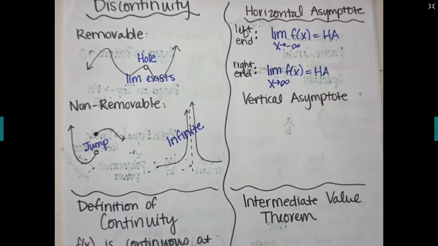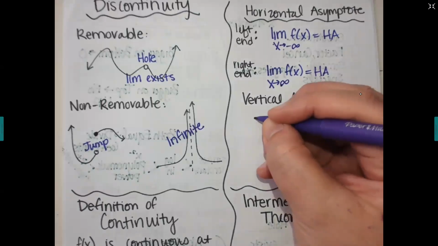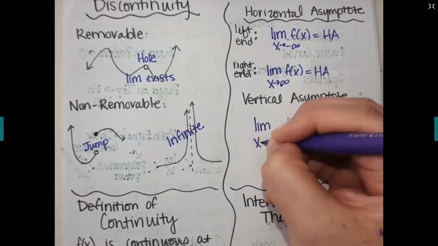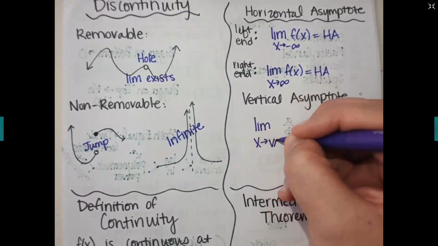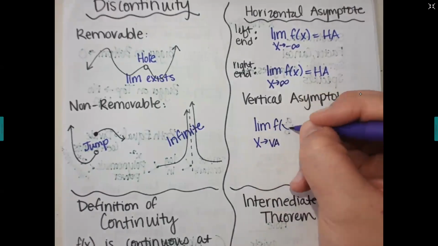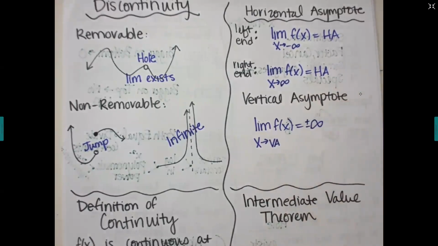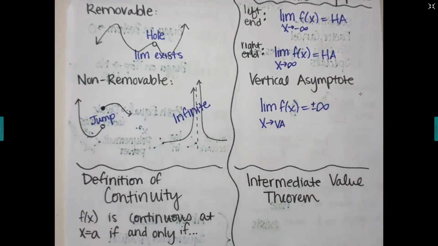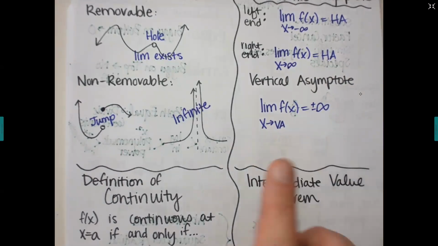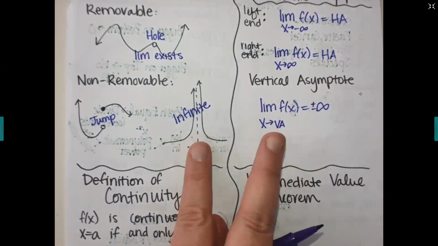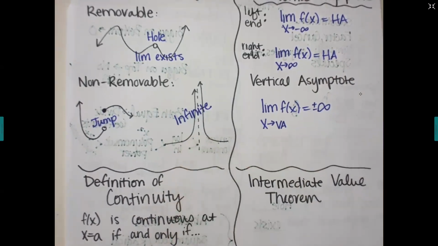For a vertical asymptote, you're still gonna write a limit statement, but your x is gonna approach wherever your vertical asymptote is. And then your answer will equal either plus or minus infinity. So before we go on to the bottom two sections, we're gonna do the examples that have to do with this off your review. Then we'll come back and fill out the bottom.